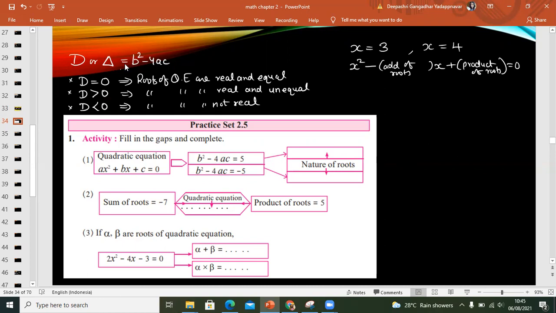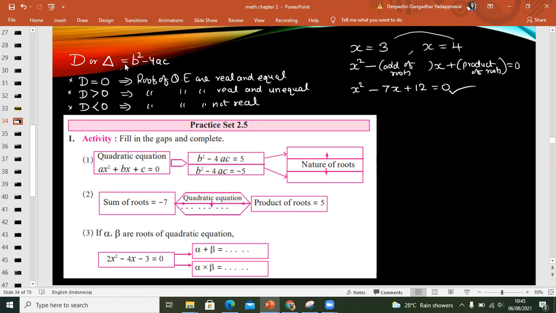We can just add these numbers, 3 and 4. Just write x square, add the roots, 3 plus 4, you will get 7. This x plus the product, which means multiplication, so just multiply these two numbers. 3 times 4 is 12, equals 0. So this is the way you can write the quadratic equation from the roots. This is the easiest way you can solve this type of question.